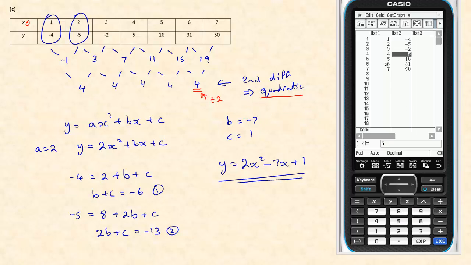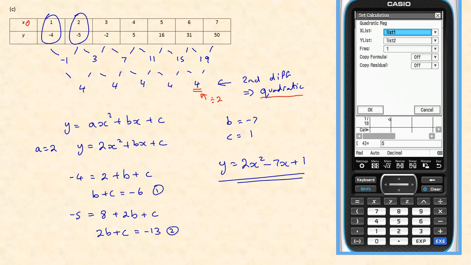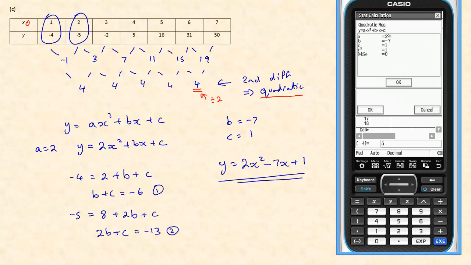Now, just to show, we can find that with quadratic regression on the calculator. So I've got the values typed in. If we go to calc regression, we know it's quadratic. And OK there, and we get a is 2, b is negative 7, c is 1.